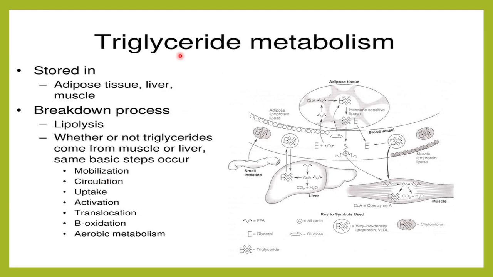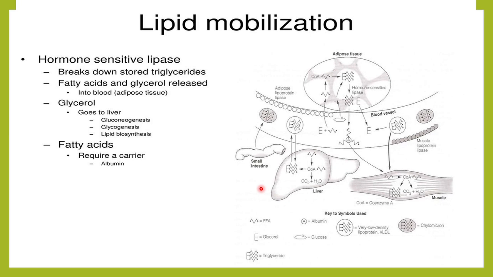Now I've told you that this triglyceride is stored in the adipose tissue, and also in the liver and in the muscle, a small quantity, with the majority in the adipose tissue. When we say lipolysis, whether or not triglyceride comes from muscle or liver, the basic steps for the breakdown of triglyceride would be the same. There would be mobilization, circulation, uptake, activation, translocation, beta oxidation, and aerobic metabolism of these lipids.